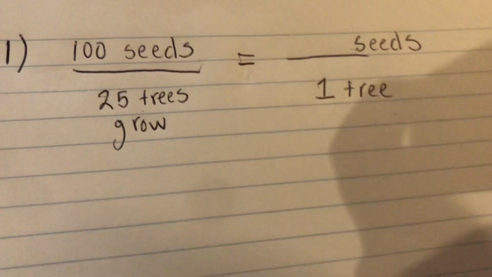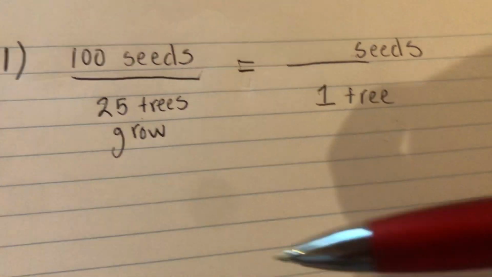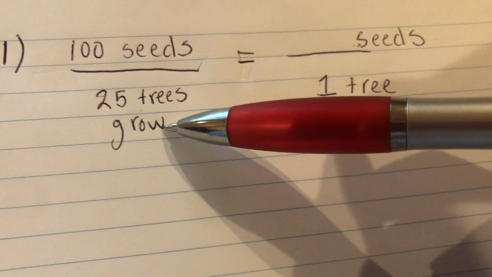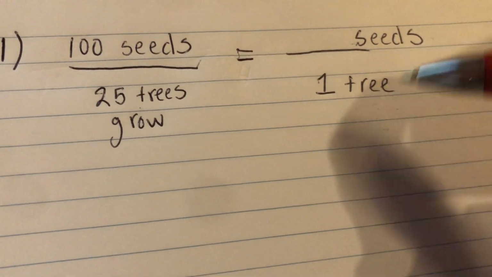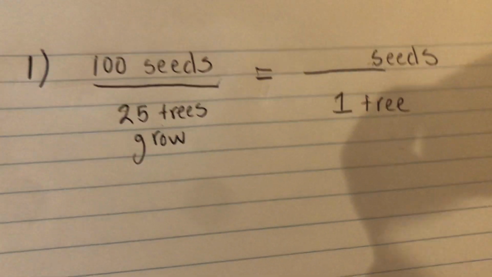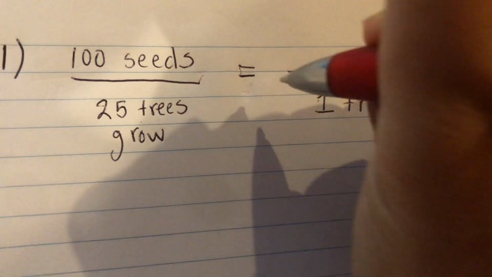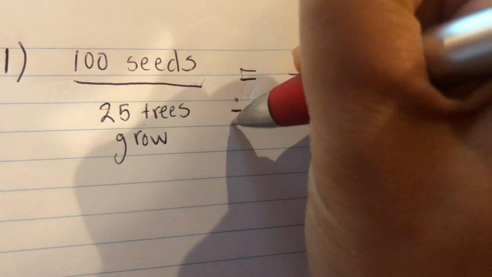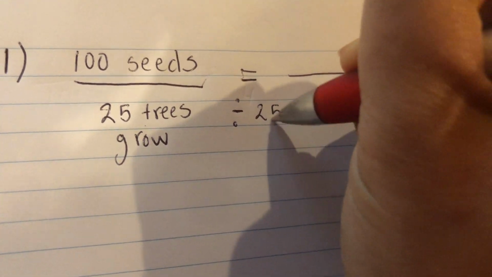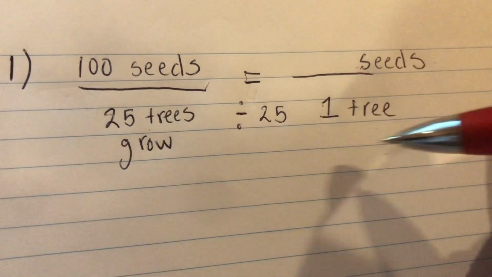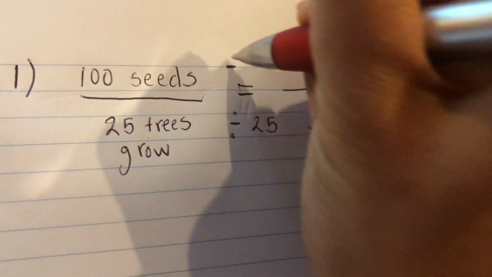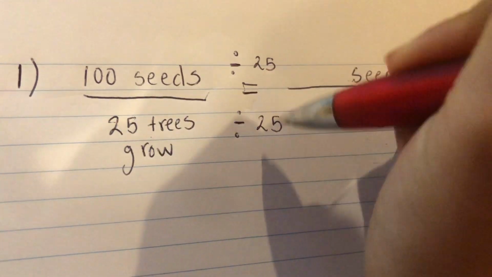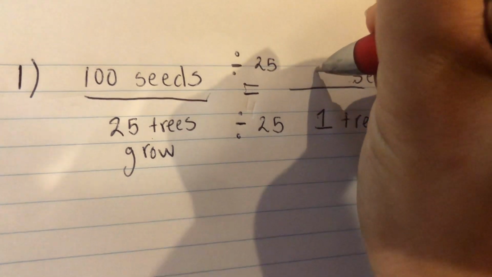Okay, so let's use this proportion, right? If it's 100 seeds for 25 trees to grow, how many for one tree to grow? I have to get from 25 to 1, I have to divide 25 by itself, by 25, which means I'm going to divide 100 by 25. 100 divided by 25 gives me 4.